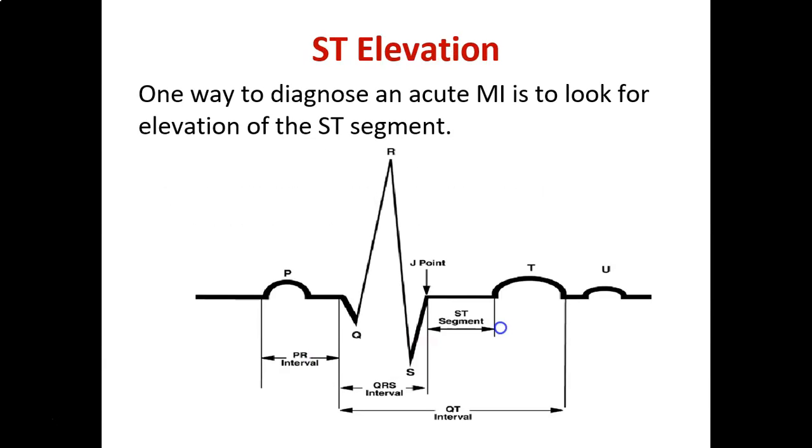So one way to diagnose an acute myocardial infarction is to look at the elevation of the ST segment. The ST segment is the area where the S wave ends and the T wave begins. This area between the end of the S wave and the beginning of the T wave is the ST segment.